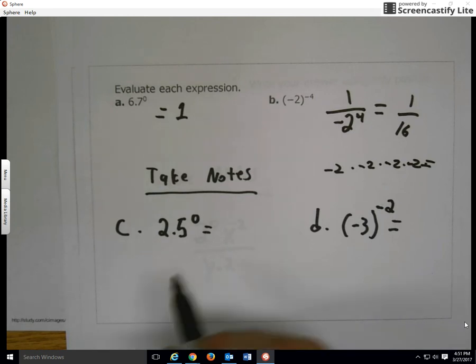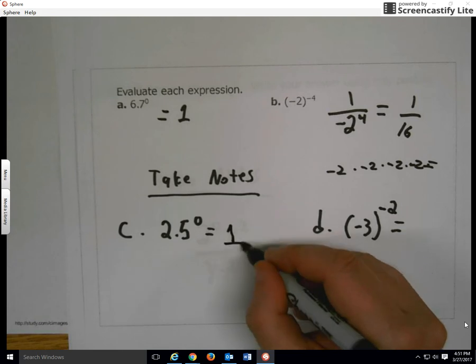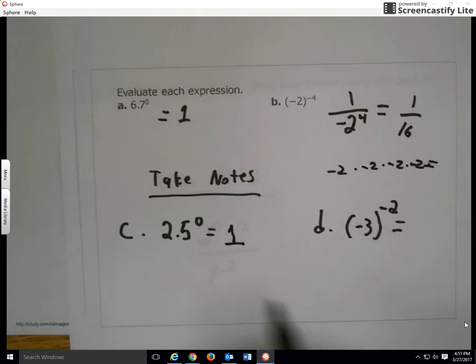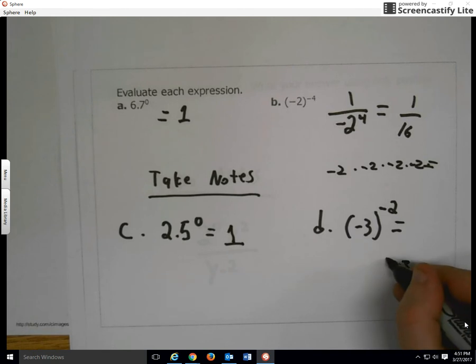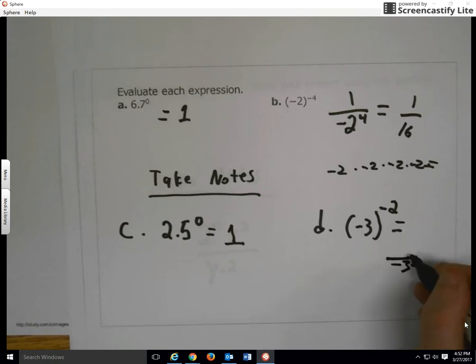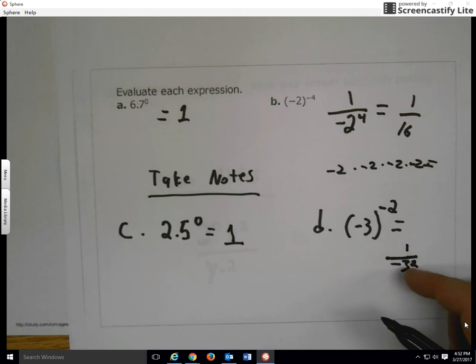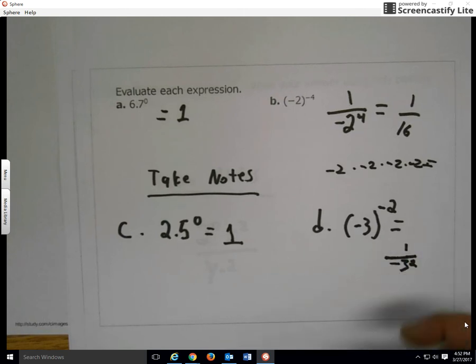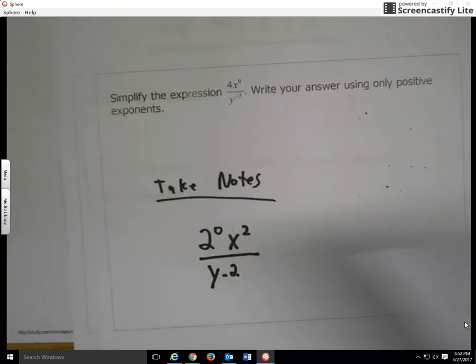Okay, let's take notes on these two. So anything to the 0 power, as long as it's not a 0, is 1. So go ahead and write C in your notes, since 1. And then D, since it's a negative exponent, we're going to put it in the denominator and make it positive, right? So it'll be a negative 3 to the 2nd power in the denominator. Now the negative 3 is still negative, but this exponent is no longer negative because we did the reciprocal. And then a negative 3 times a negative 3, of course, would be a positive 9.